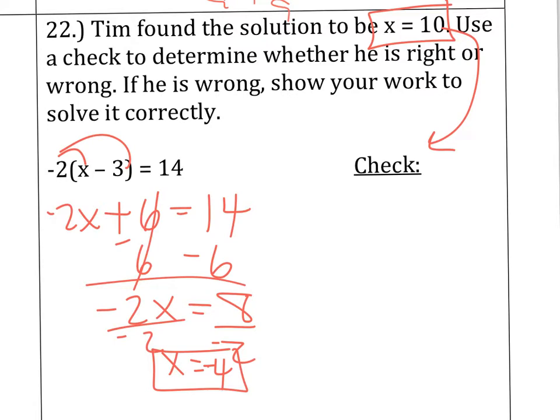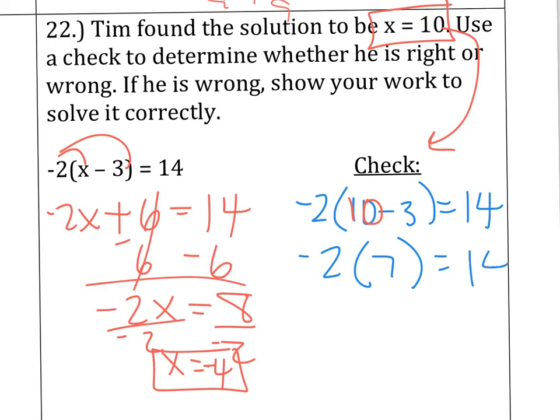Let's prove that 10 is not the answer. So if I take the original equation and I plug in 10, where x used to be. 10 minus 3 is 7. What happens is I get negative 14 equals 14, and that is not true.